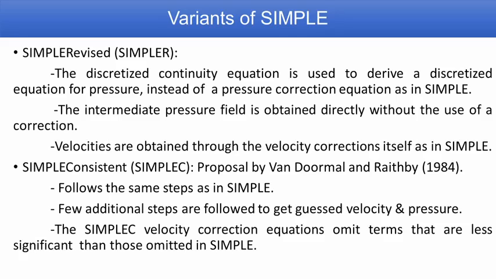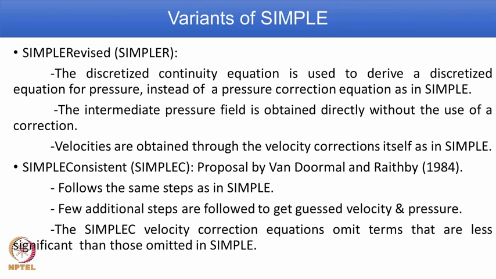The SIMPLEC velocity correction equations omit terms that are less significant than those omitted in the SIMPLE algorithm. If you recall, an important step in the SIMPLE algorithm is that you drop the correction contribution from the neighboring nodes, that is, sigma a_nb u prime_nb, the neighboring node contribution, and that term is dropped. That is an important step in SIMPLE. Now in SIMPLEC also you drop an important term, which is less significant than those omitted in the SIMPLE algorithm.